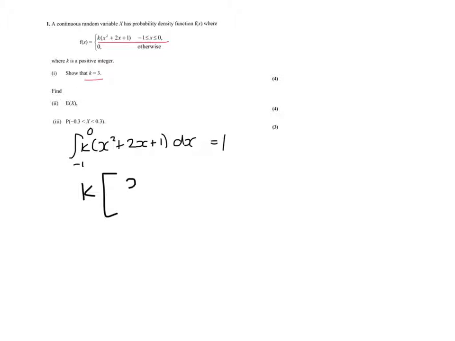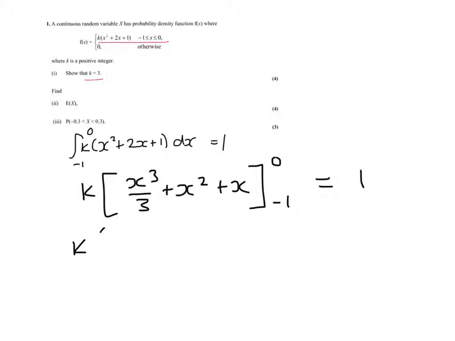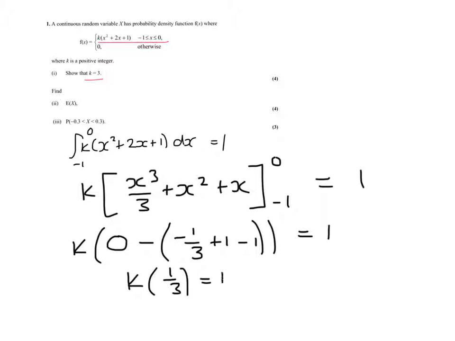Integrating x squared, I get x cubed over 3. 2x gives me x squared, and 1 integrates to give x, and that's from -1 to 0. And we want that to be 1. We substitute in the number at the top first, which is going to give us 0. And then we subtract the number at the bottom, substitute it in. So using my calculator, that's -1/3 plus 1 minus 1. So I have k upon 0 minus -1/3, so that's plus 1/3 equals 1. So k must be 3.